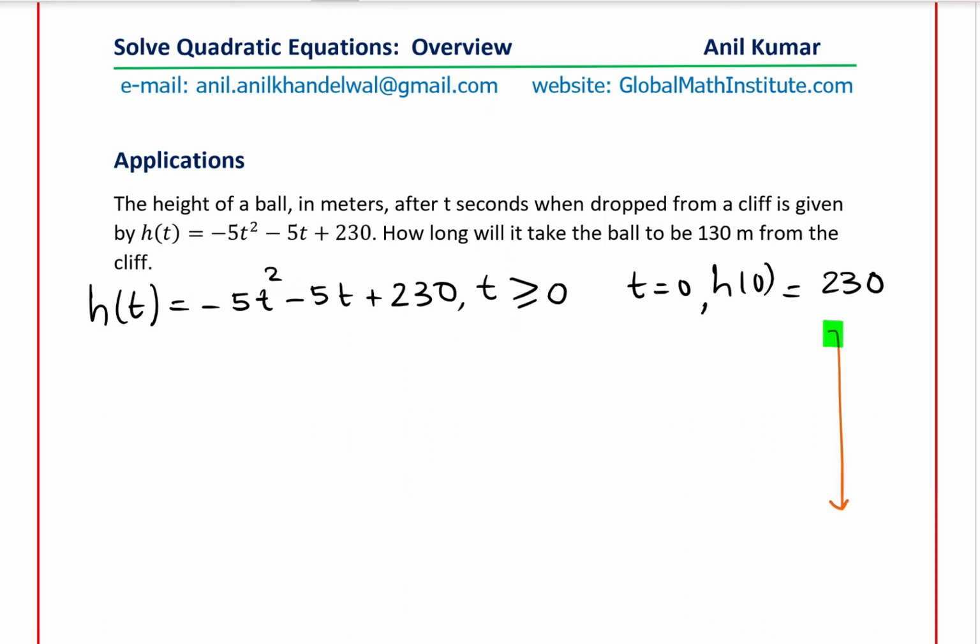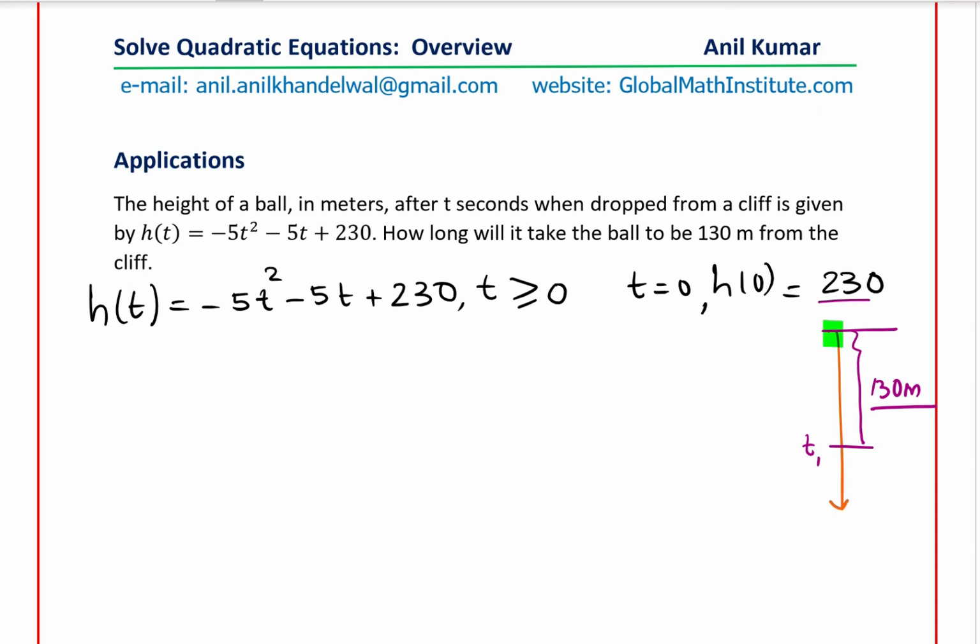It says the height of the ball in meters after t seconds when dropped from the cliff is given by this particular equation. How long will it take the ball to be 130 meters from the cliff? So we want to find the time when this distance is 130 meters. At t equals 0, it is right there. So we want to find this time. Is that clear to you? That is the time which is required.